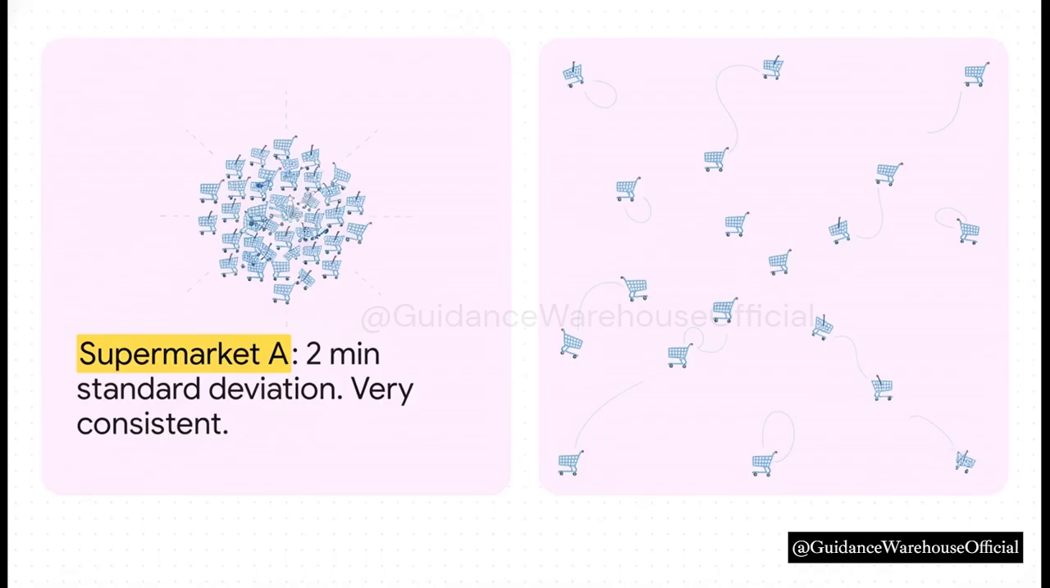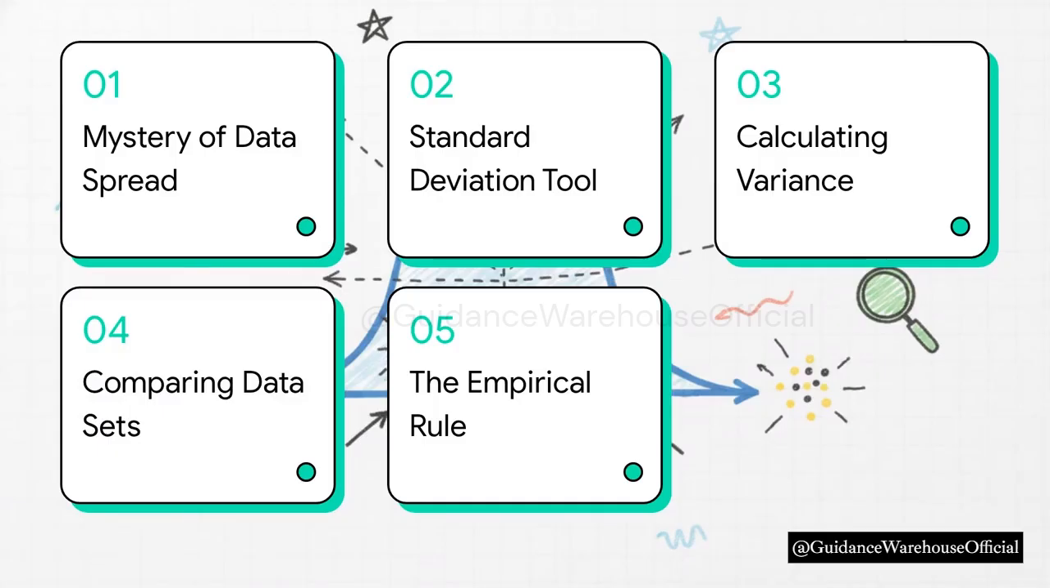Supermarket A has a wait time standard deviation of 2 minutes, but Supermarket B has a standard deviation of 4 minutes. What does that actually mean for you? Well, Supermarket A is far more consistent. The wait times are clustered tightly right around that 5-minute mark. Supermarket B, on the other hand, is highly unpredictable. You might walk right up to the register, or you might be stuck there pulling your hair out for 15 minutes. Understanding the spread is absolutely crucial. And that is exactly what we're tackling today.